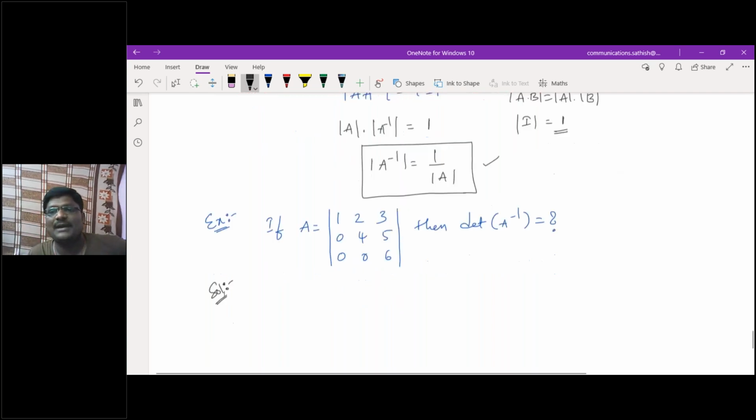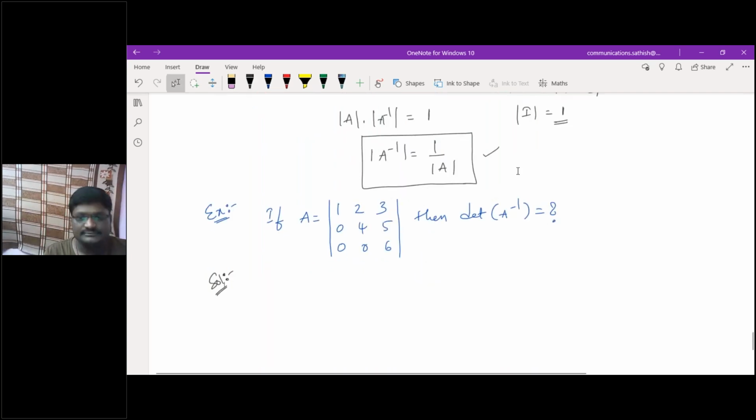If you use your common sense very properly. 1 by 24, sir. Yes, ma. 1 by 24, very good. Yeah, very good, very good. See, without this property, how will you solve it?